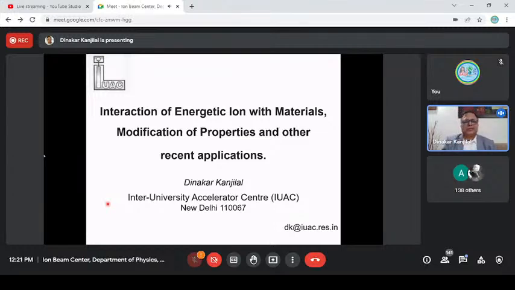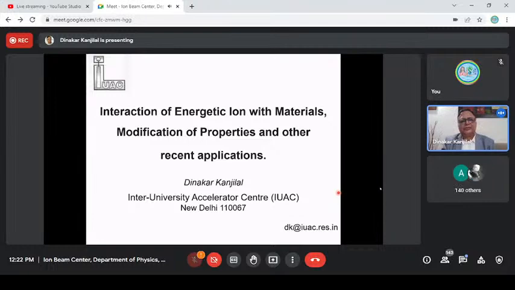So this next one is interaction, a bit how ions interact with materials at different energies. And that helps in modification of properties and other recent applications. I have limited time, so I will give a few glimpses, some of which will be very new and very interesting. Some routine things, since the ion beam has been used extensively for almost the last 40 years, I will avoid because we have to manage within the time, and I don't want you to be delayed in your other activities also.